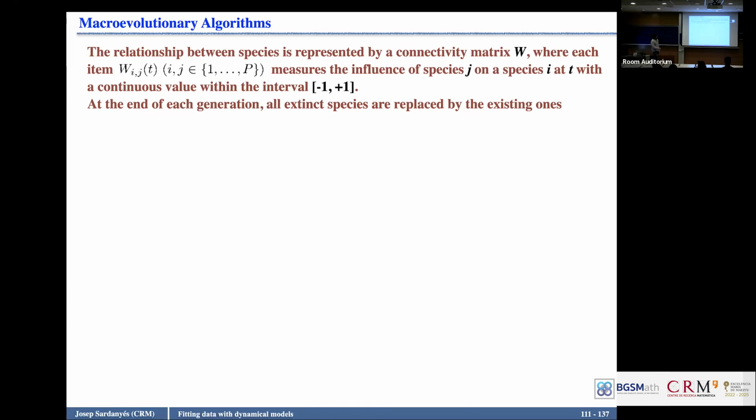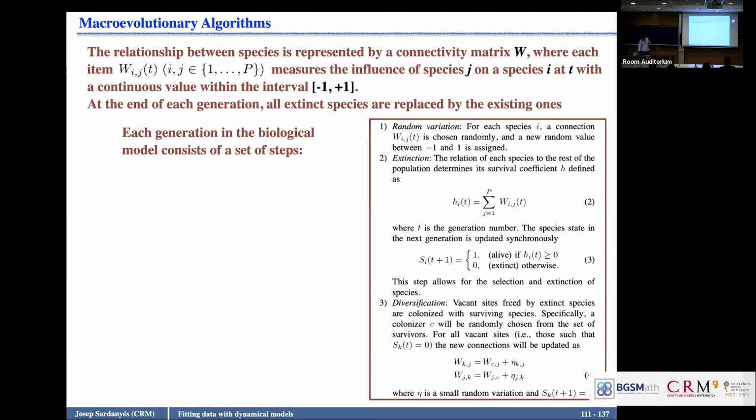So at the end of each generation, and this is important, all species that have died are replaced by others. And these can be completely new species because they come from outside the ecosystem, or they can be the existing ones with some mutations, with some changes. So in this sense, here we are considering the mutation operator, but not the recombination one. We could also do it. I don't know if anybody has done it, but we could.